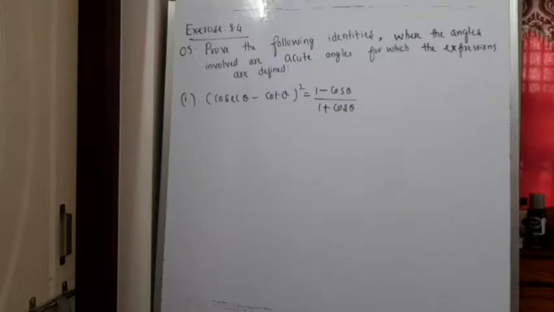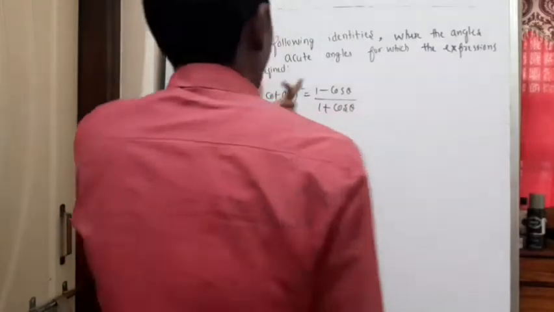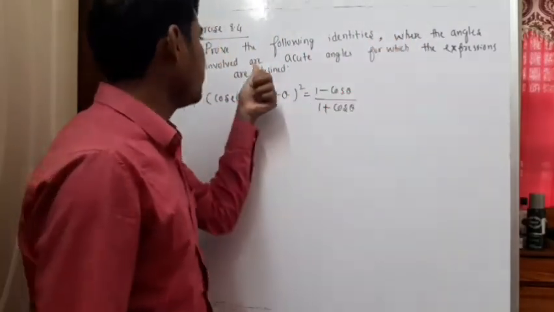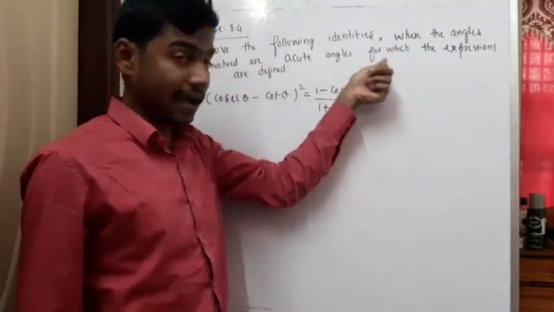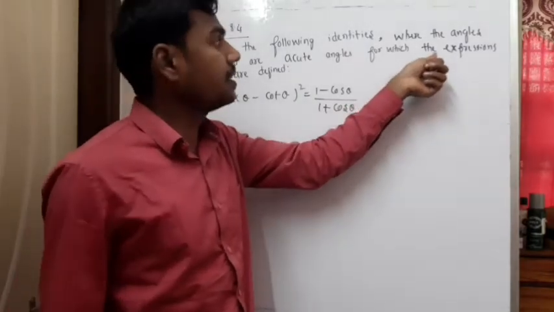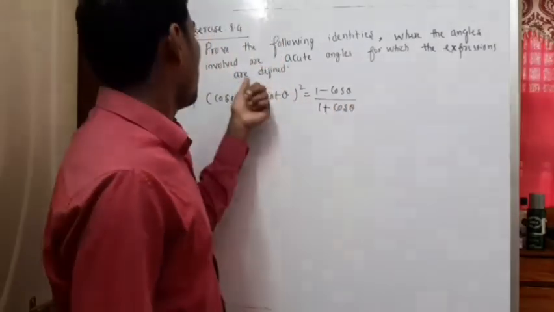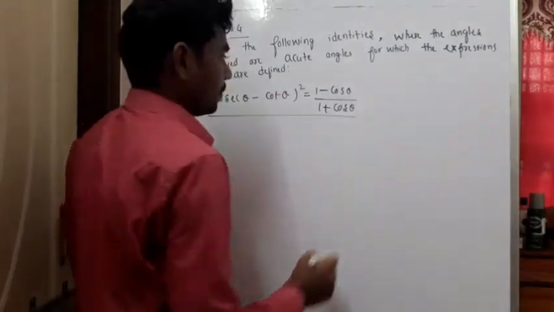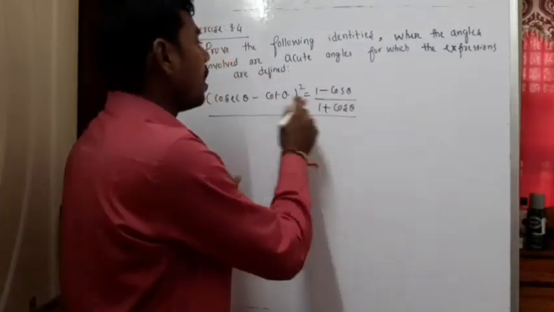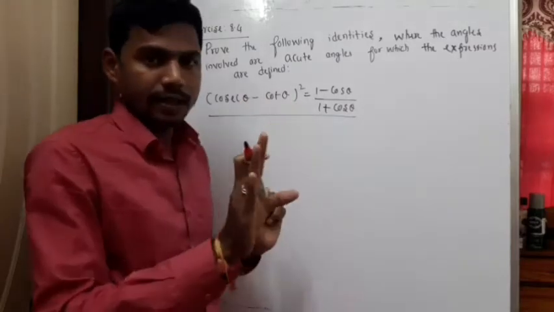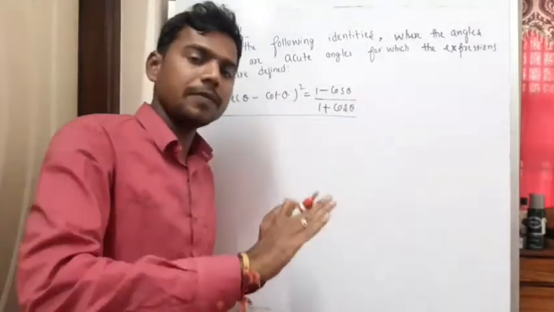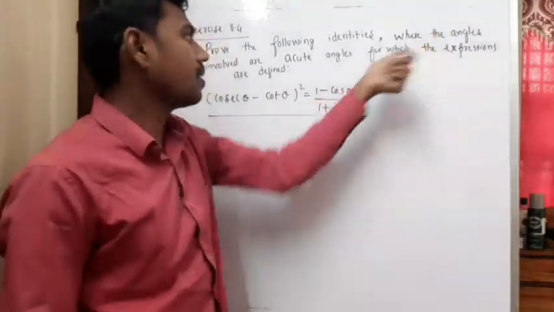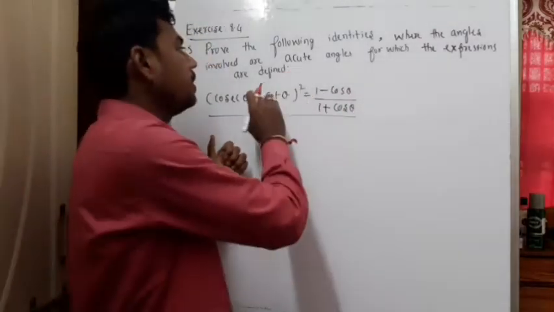Students, we will continue with exercise 8.4. The fifth question: Prove the following identities where the angles involved are acute angles for which the expressions are defined. Before we proceed, what they are telling is that theta is an acute angle, that is, in between 0 and 90 degrees, and for which all the expressions are defined, and we need to prove.